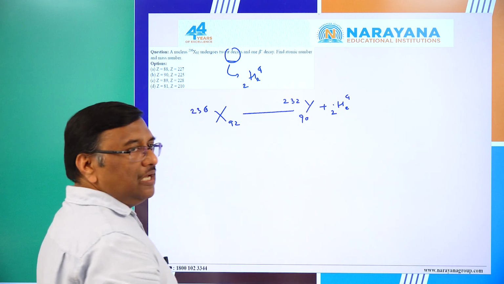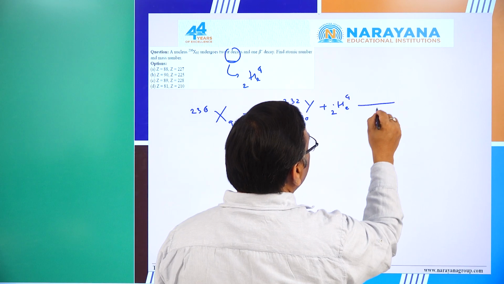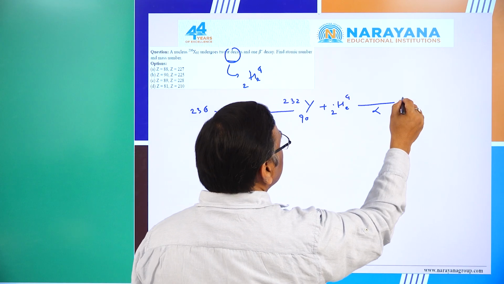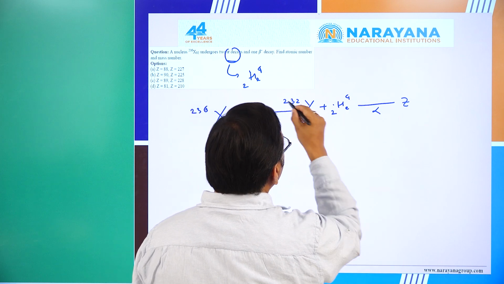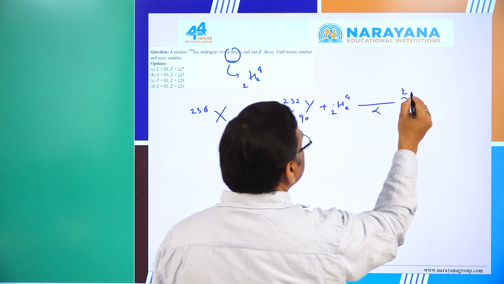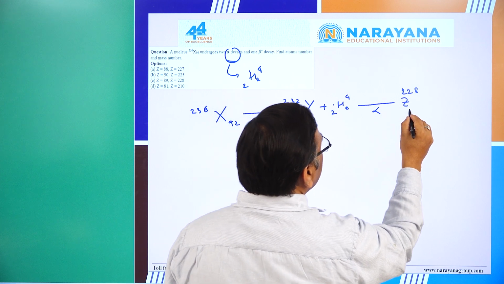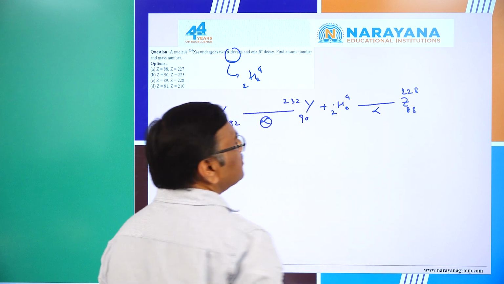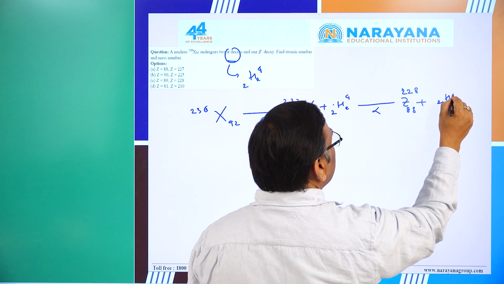232. There is another decay here, so one alpha decay is there. After one alpha decay, I write directly, suppose Z here. If I write Z, then again you decrease by 4 and 2. 232 becomes 228 and Z becomes 88. It is 88 plus 2 times He4.